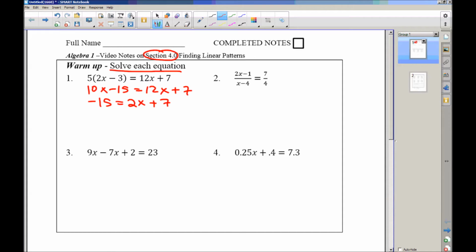And then I subtract 7 from both sides because I'm solving the two-step equation to get x on the right side by itself. This will give me negative 22 equals 2x. Then you divide 2 to both sides, and I get negative 11. All right. Number 2.